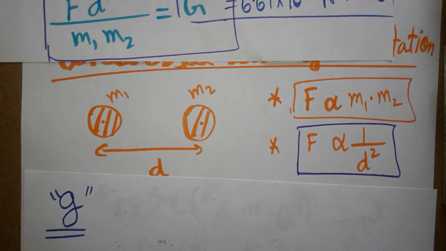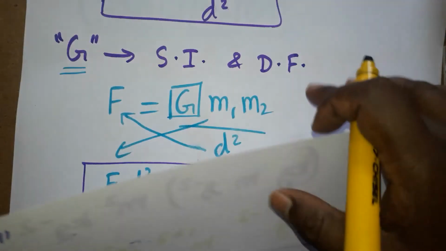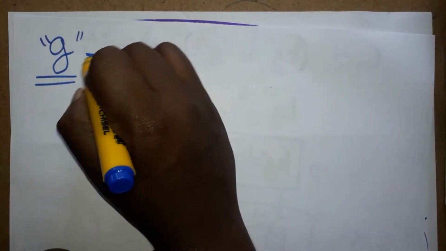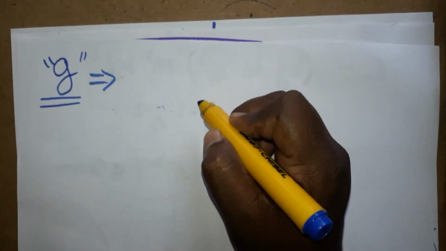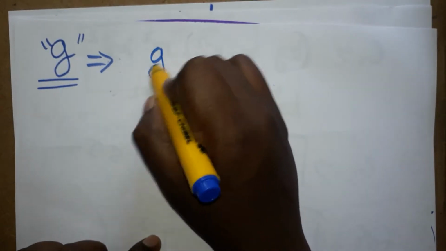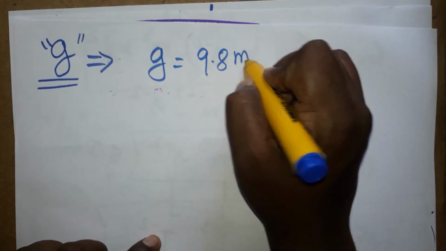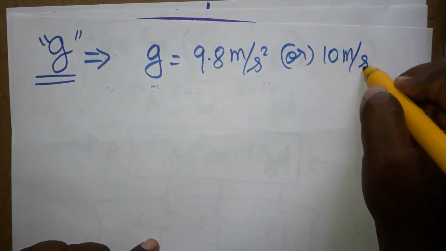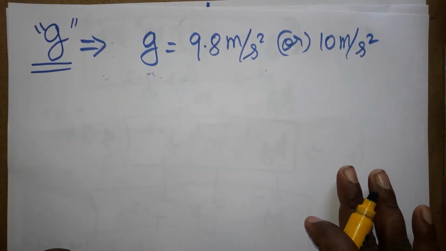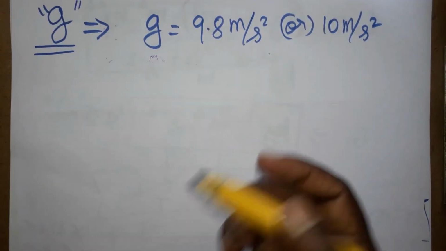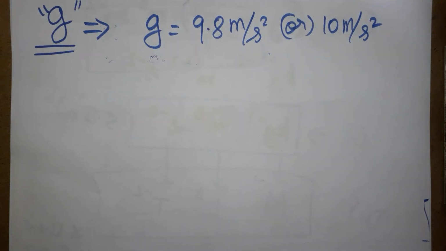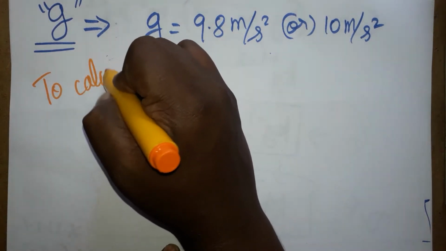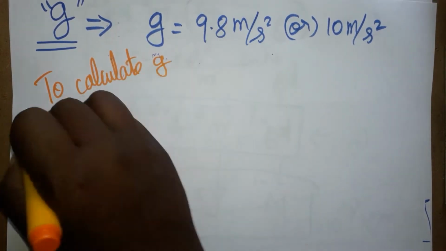The next thing we are going to do is see what small g is and how we can calculate its value. Small g is the acceleration due to gravity on the earth surface. Small g value is equal to 9.8 meter per second square, or in some places they take 10 meter per second square, according to the calculation. First we will learn how to calculate small g.